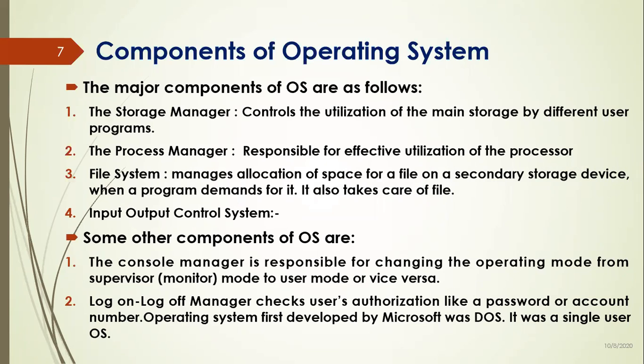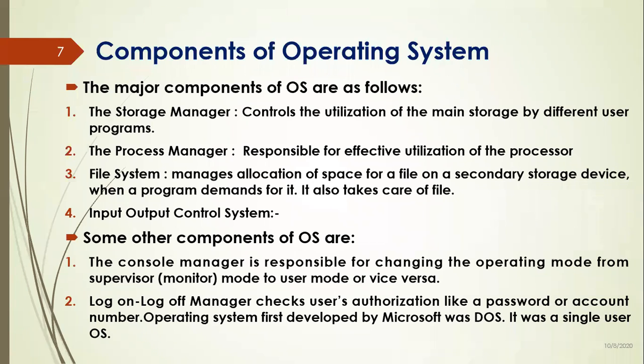Process manager is going to handle all the responsibilities related to the process. File system: allocation of the memory space, deallocation from the memory space, keeping track of the free memory locations, that is nothing but a file system. And input output control system: what are the input output devices connected to your computer system? It is going to control the working of these input output devices, this is the IOCS.